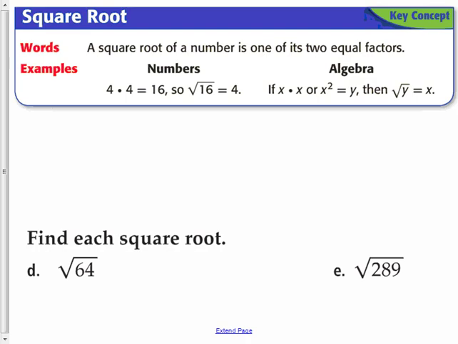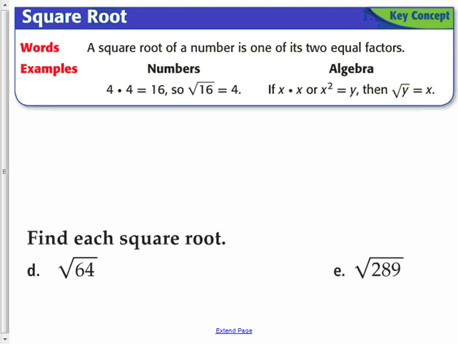We can actually go backwards and say, if we know the area of the square, what are its length and width? And we can do that because we know the length and the width have to be the same. So what we're really looking for is a number that, multiplied by itself, equals this area. For example, if you look at the key concept note here, a square root of a number is one of its two equal factors.